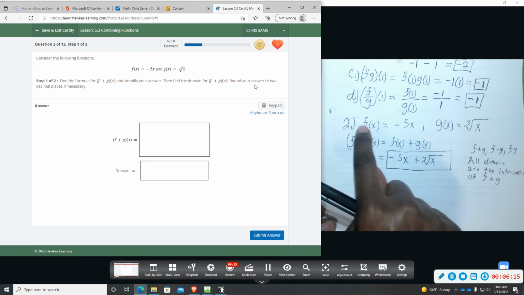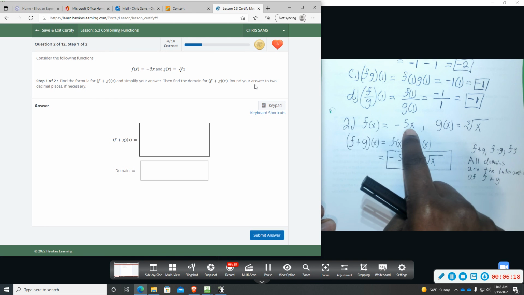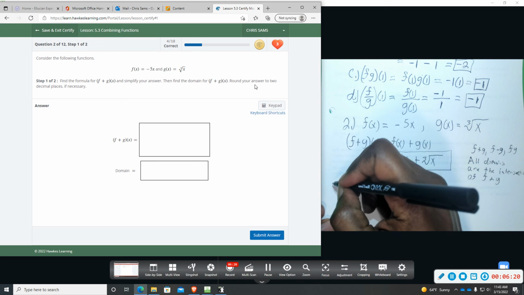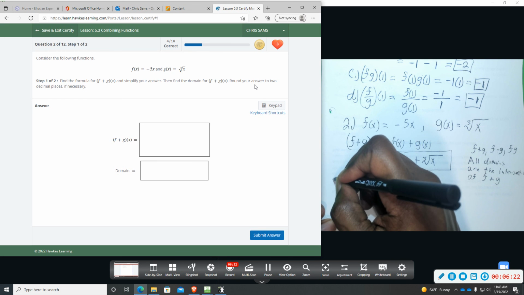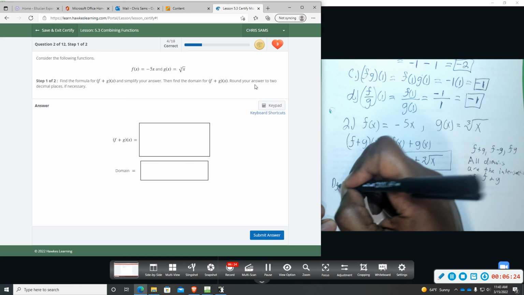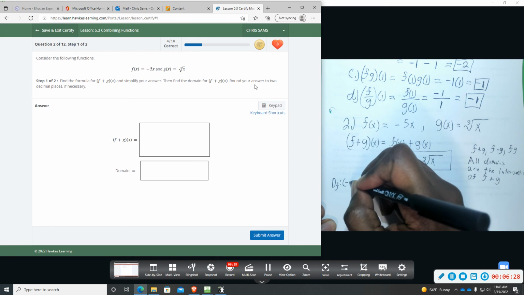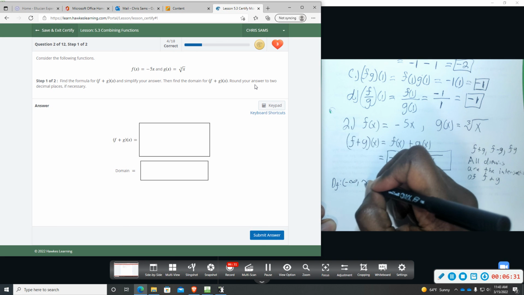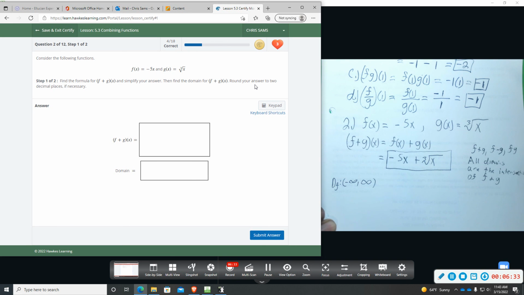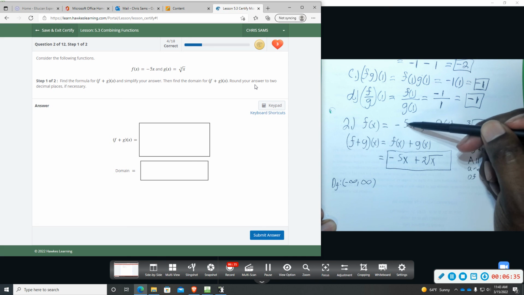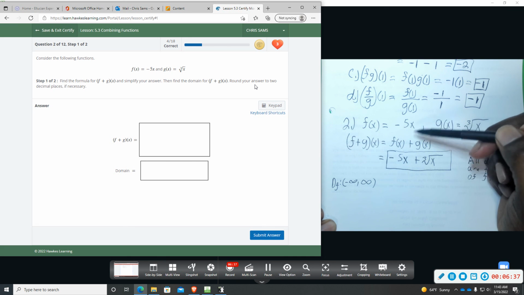So the domain of negative 5x, so I'm going to say domain of f, that is going to be negative infinity to positive infinity. The three things that we have talked about that you check for domain: do you have a fraction with x in the bottom?